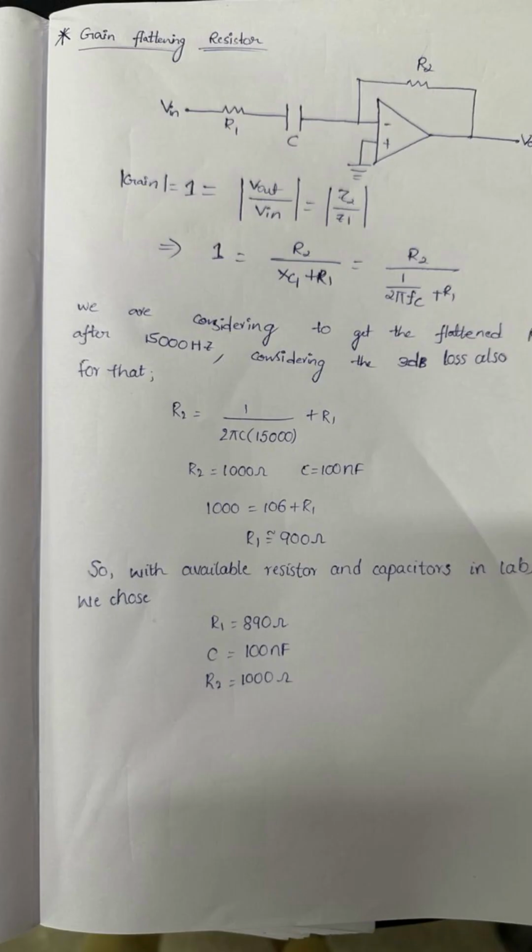Now for flattening the gain at 18 kHz, we will say that the gain at 18 kHz is equal to 1. So now we will use the capacitive reactance and the resistance to get a formula as shown in this calculation. Due to the availability of resistors and capacitors in the lab, we choose the capacitor as 100 nanofarad and the resistor present in the frequency response as 1000 ohm. Now by doing the mathematical calculations, we obtain that R1, the gain flattening resistor, is around 900 ohm, which is near to 890 ohm, available in the lab. So we use this combination in our circuit.